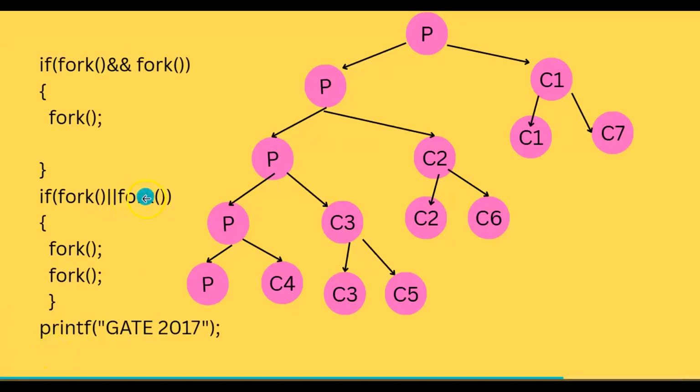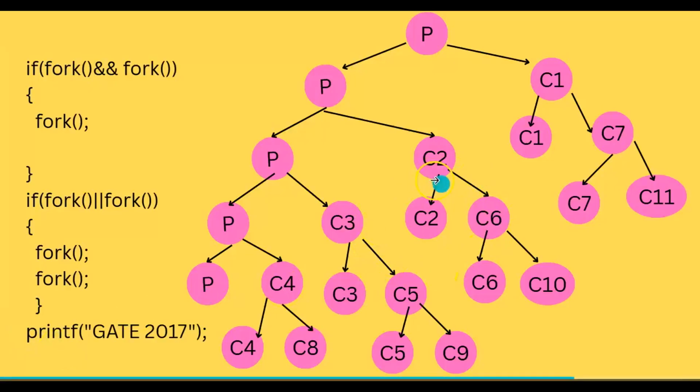Now this fork system call is used with the OR operator. We have already discussed that the OR operator will execute the right side only when the left side returns 0. So this fork will return 0 only in the child process. So this fork will get executed for C4, C5, C6 and C7. Now this is the updated binary tree diagram after the execution of this fork system call.